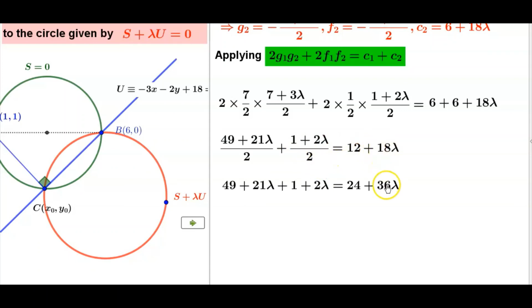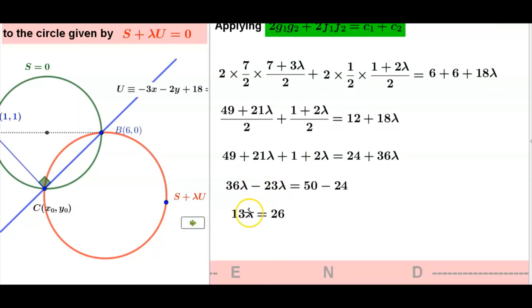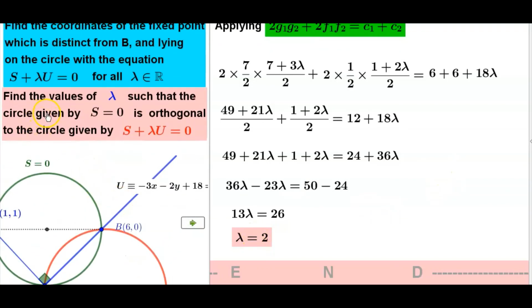2 into 18 lambda, 36 lambda. Therefore 36 lambda. This one, 21 lambda plus 2 lambda, 23 lambda. This side, minus 23 lambda, is equal to 49 plus 1, 50 minus 24. Therefore, 36 minus 23, 13 lambda is equal to 26. Therefore, lambda is equal to 2. That is, the value of lambda such that these two circles are orthogonal.